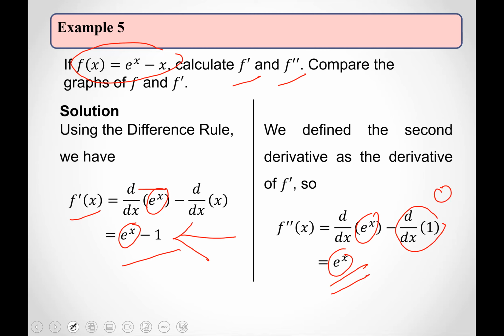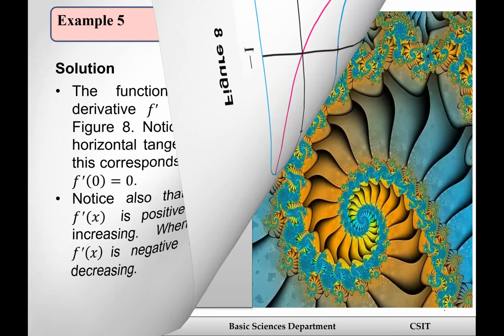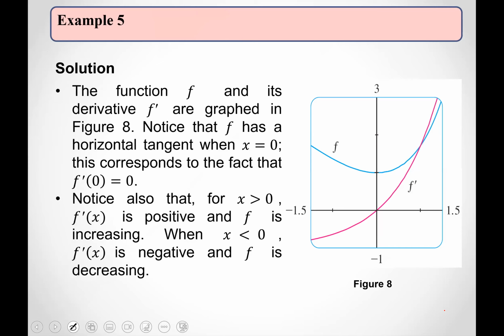And starting from this order, if we want to compute the third derivative of f, it will be all the time e to the x. So the fourth is also the same, the fifth the same. It will be all the time e to the x starting from order 3. Okay, here is the solution of f and f prime, the graph of f and f prime.